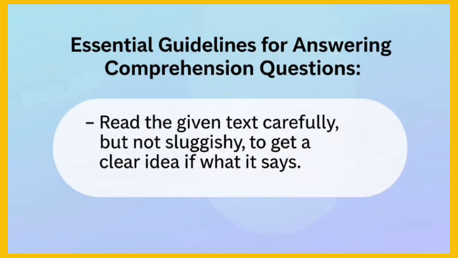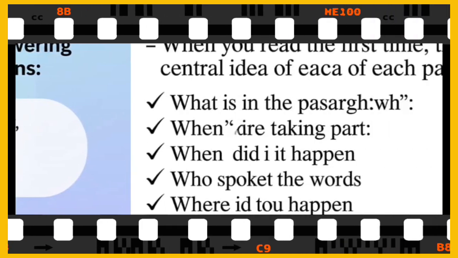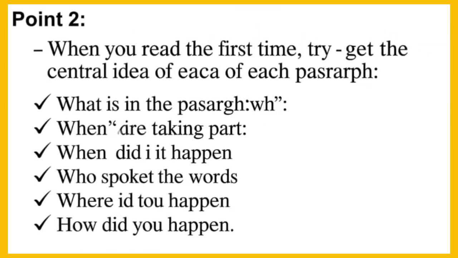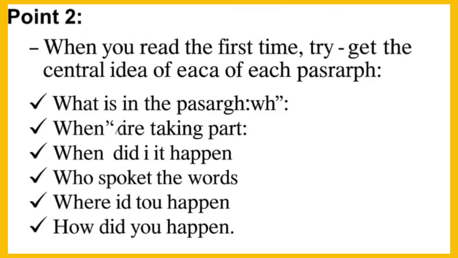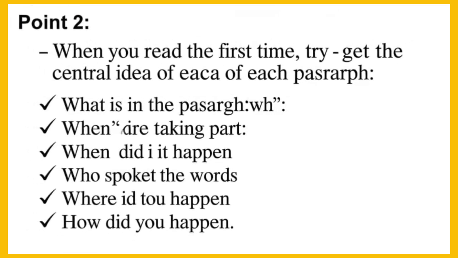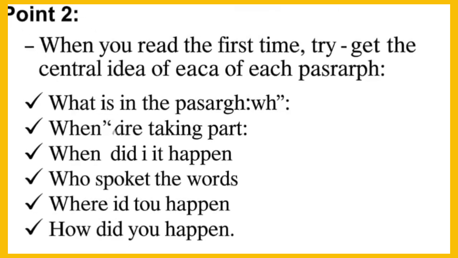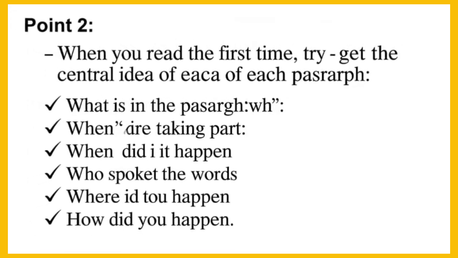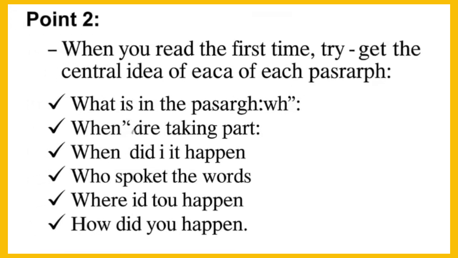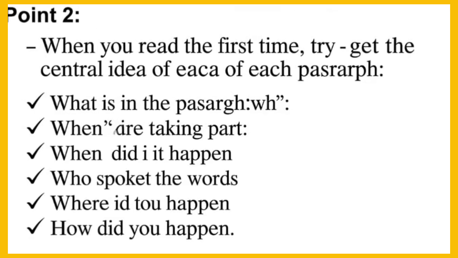1. Read the given text carefully, but not sluggishly, to get a clear idea of what it says. 2. When you read the first time, try to get the central idea of each of the given paragraphs. Be sure to pay attention to the following WH questions. What is in the paragraph? Who are taking part in the paragraph? When did it happen? Who has spoken the word in the paragraph? Why did that happen? Where did that happen?